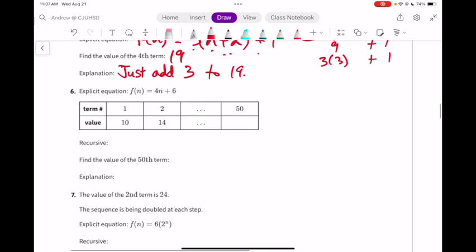Okay, now number 6. A few students were a little confused by the dots. The dots just mean we're too lazy to write out all the numbers in between. So in no way is this 18 and is this 22. That's just not how that works.